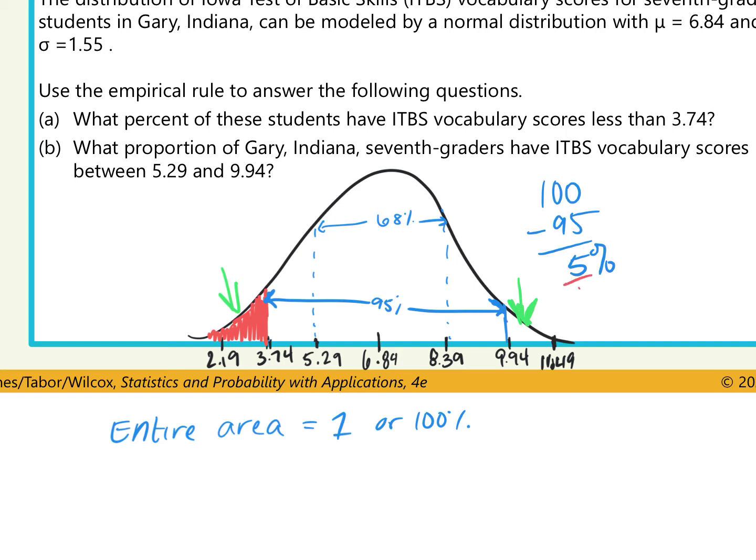Can I color out the inside as well? Yes. So we have 2.5% of data above 2 standard deviations from the mean. That means it's pretty rare to be that far from the mean, right? It's rare for a 7th grader to have a score above 9.94, which basically means they're at about 10th grade level while in 7th grade. That would be really good, but it's rare. Only 2.5% of the time do we expect that to happen.